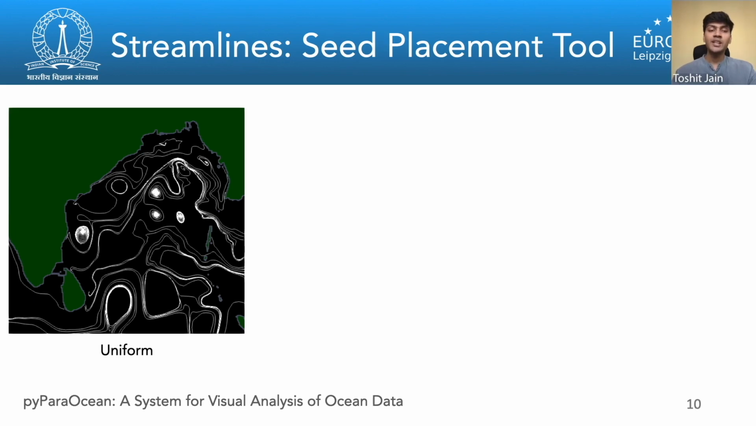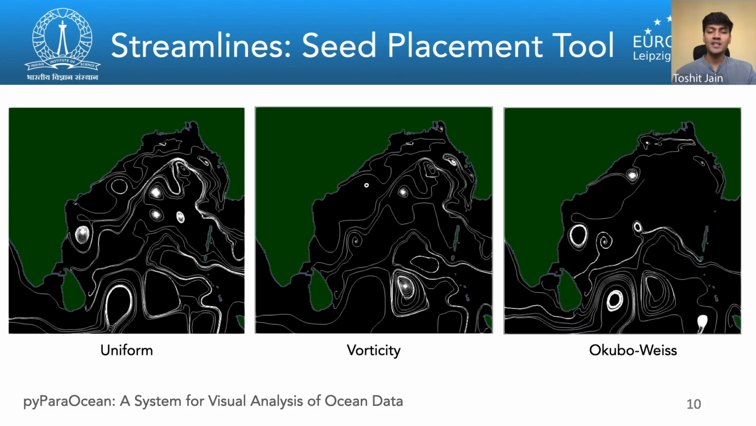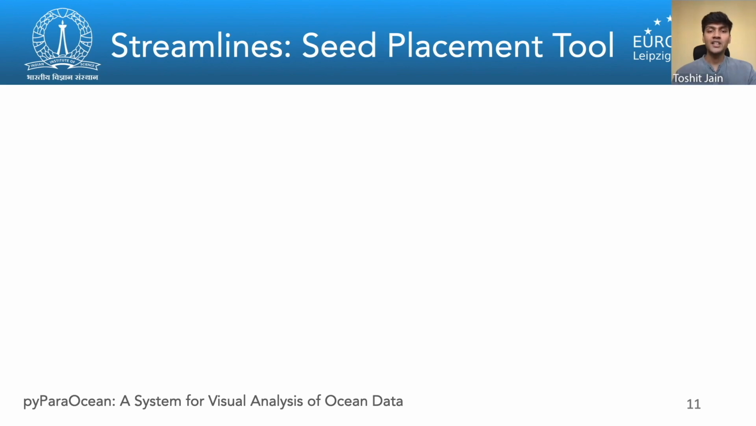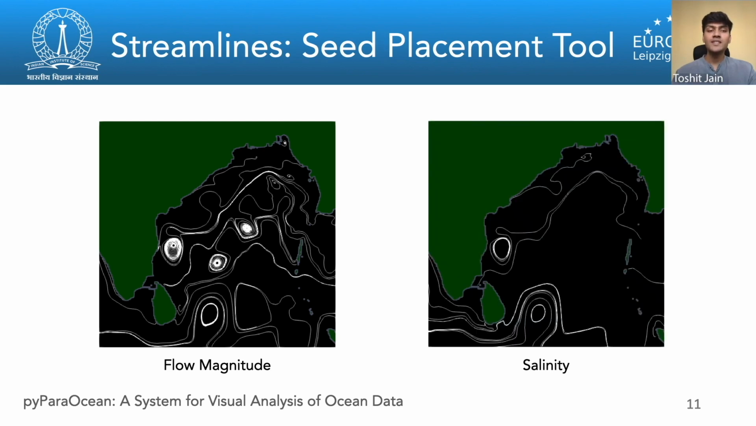For example, you can highlight highly turbulent regions by seeding more points in regions with high vorticity. Another parameter for highlighting turbulent flows is the Okubo-Weiss parameter, which provides a more comprehensive assessment of flow patterns and turbulence in fluid dynamics compared to vorticity alone. As a result, it highlights more eddies. If we seed points weighted by flow magnitude, then we can see streamlines where the speed is high. Or, if we seed points in the regions of high salinity, we get streamlines that look like this. We can see the salt water coming in from the Indian Ocean into the Bay of Bengal.